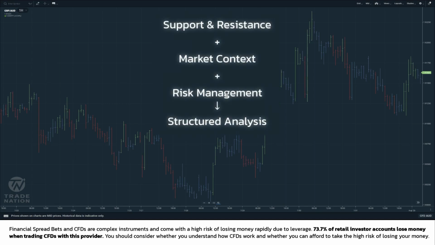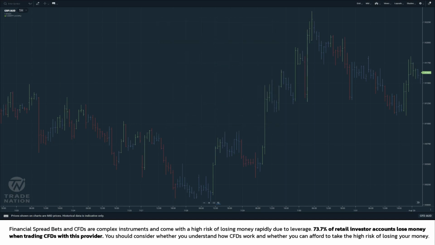Used with support and resistance, broader market context, and appropriate risk management, the Elder Impulse System can make chart analysis easier to interpret and support a more structured trading process.